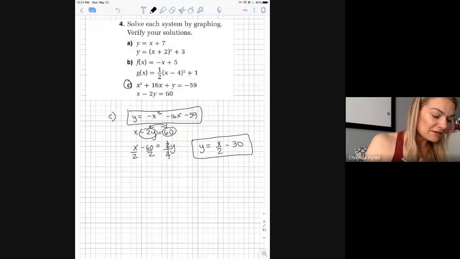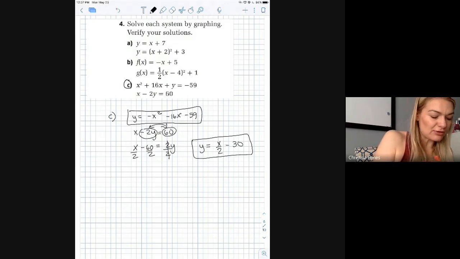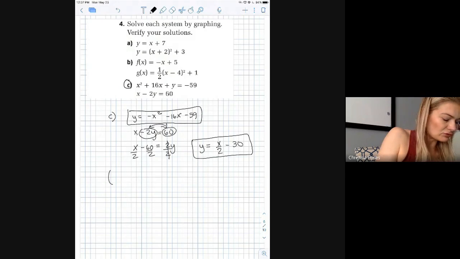Okay, graphically, your calculator will only show real solutions. So once you do them with your graphing calculator and you put them in, it won't show you extraneous solutions, which is nice. So these are 100% solutions as long as you graphed it correctly.